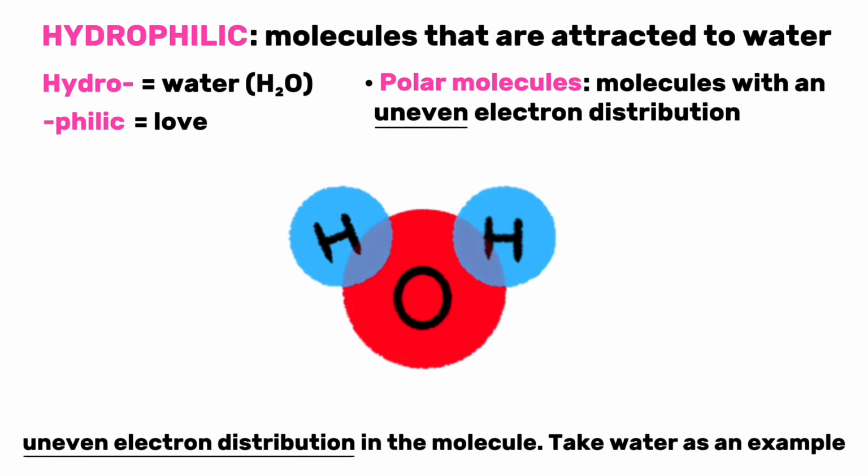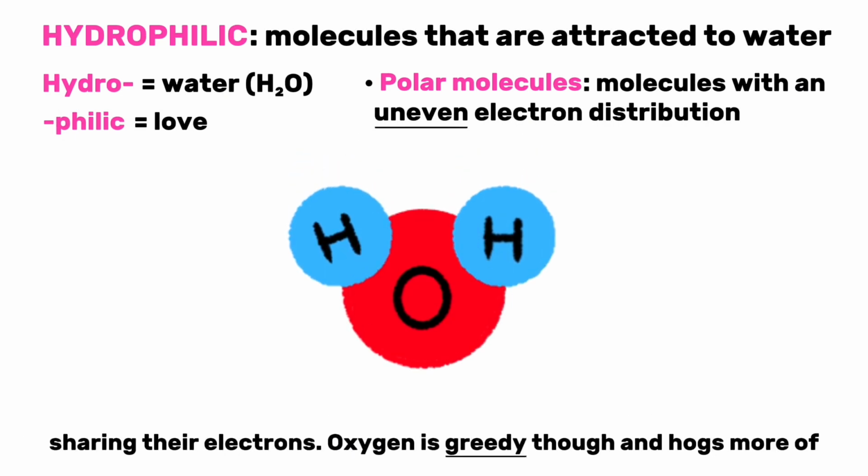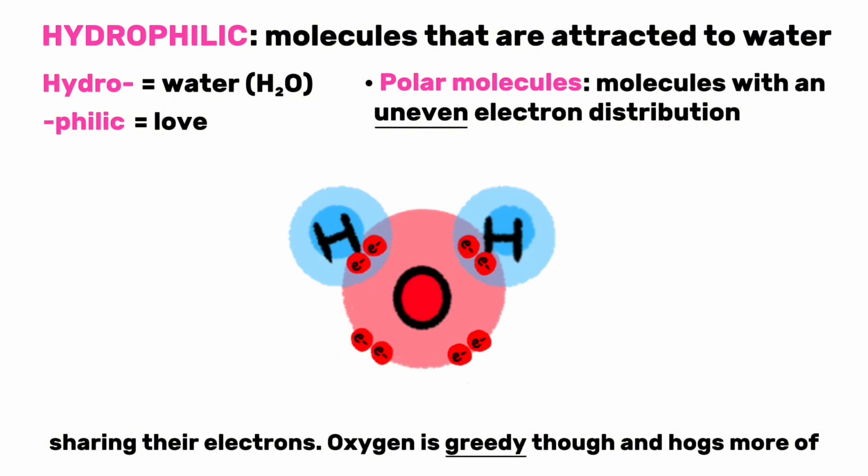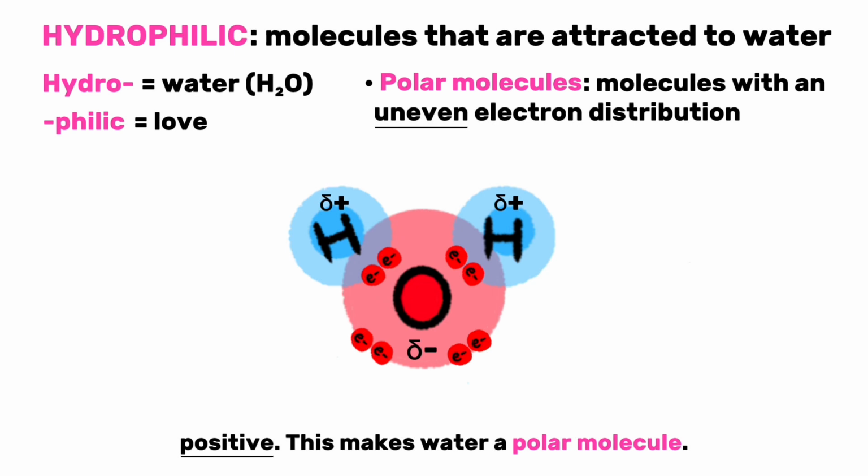Take water as an example. Oxygen and hydrogen are bonded with one another, sharing their electrons. Oxygen is greedy though, and hogs more of the electrons, making it slightly negative, while hydrogen is slightly positive. This makes water a polar molecule.